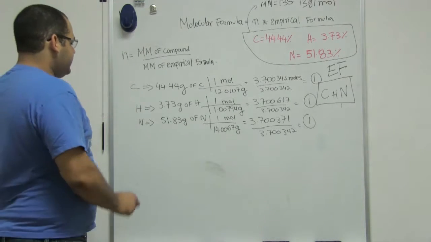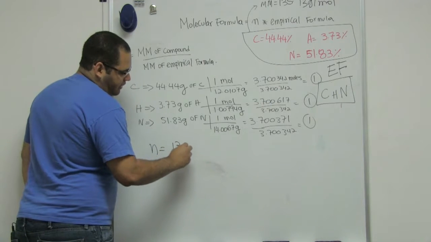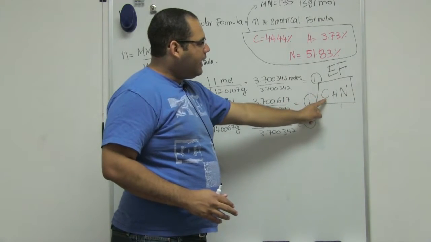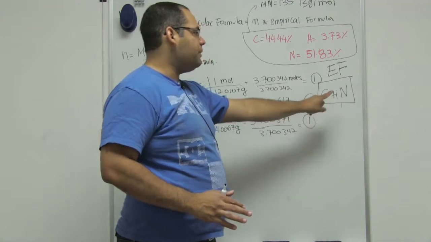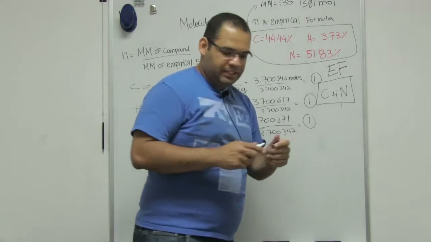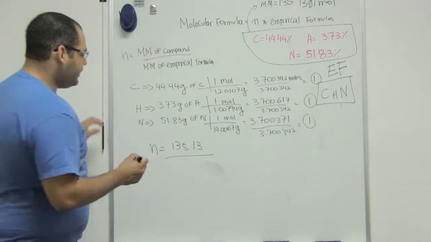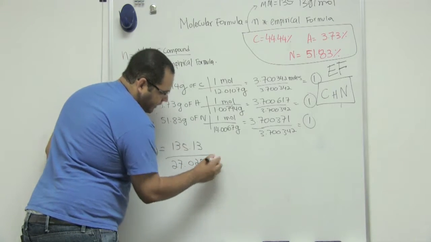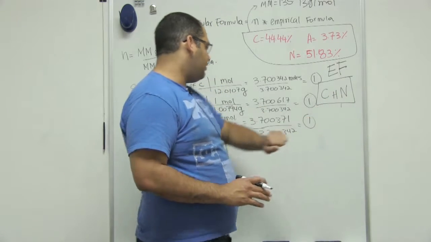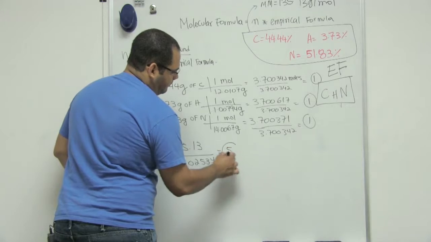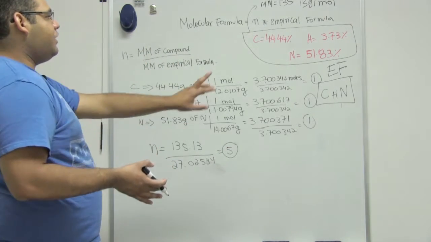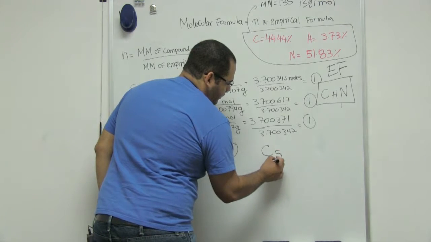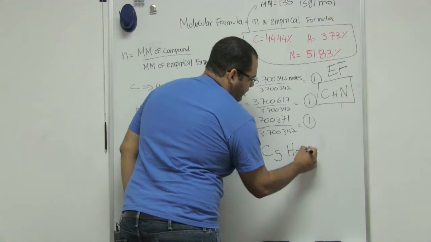Now we'll find N. So N equals 135.13 divided by the molar mass of the empirical formula. Basically, I add the molar mass for carbon, the molar mass for hydrogen, and the molar mass for nitrogen. Doing that, I find 27.02534. I just added the molar mass of each one of them. If I divide these two, I get 5. So now that I know that N is 5, and I have my empirical formula, I multiply the empirical formula by N, and my molecular formula will be C5H5N5.